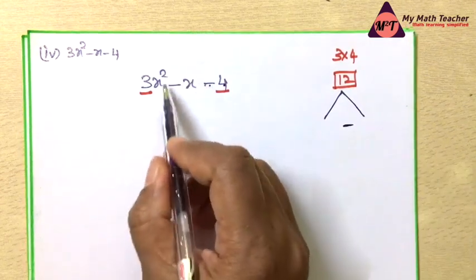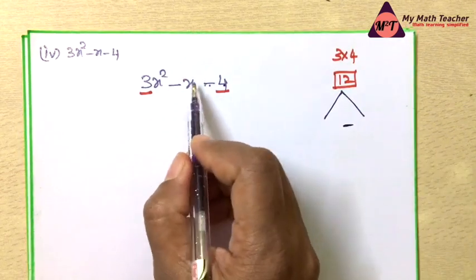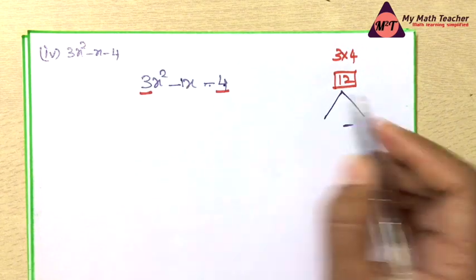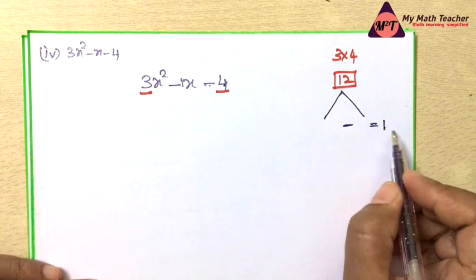What is the middle term? Here it is minus x. What's the number? It is minus 1x. If it is not mentioned, it is 1. 1 into x is x only.